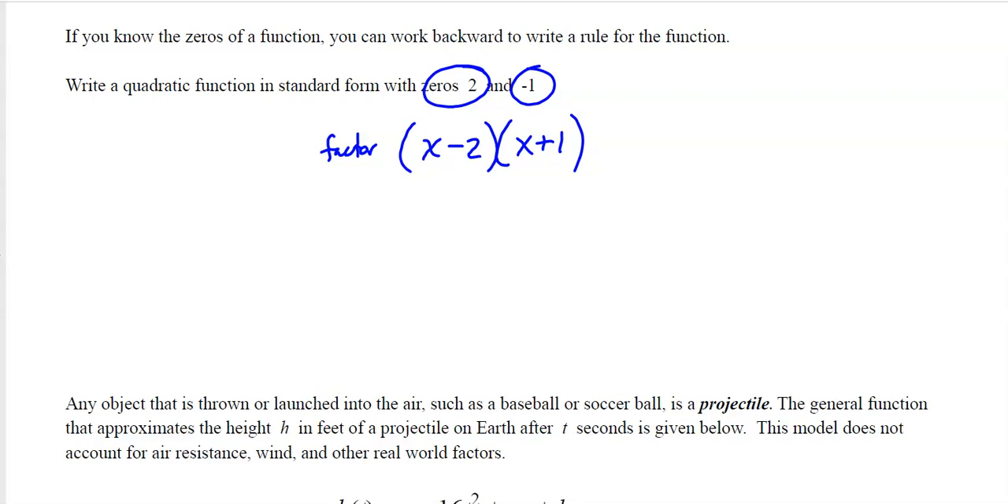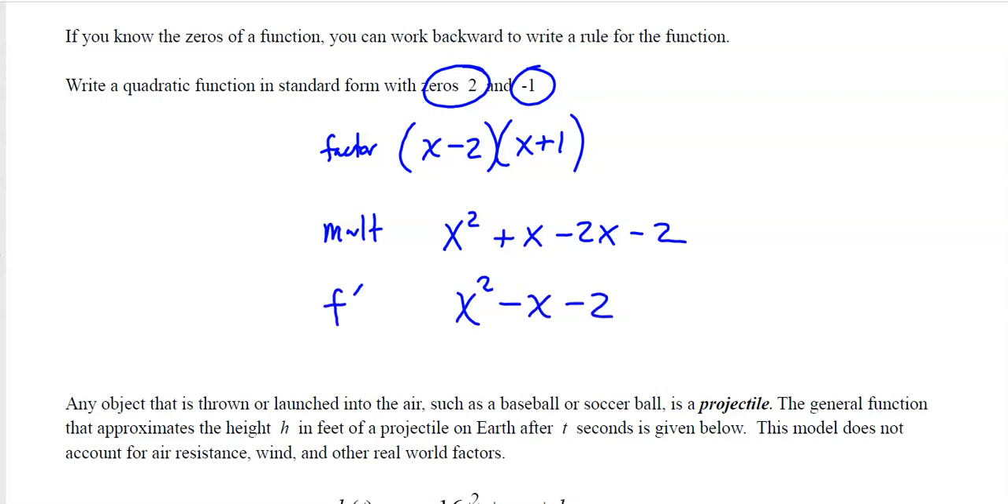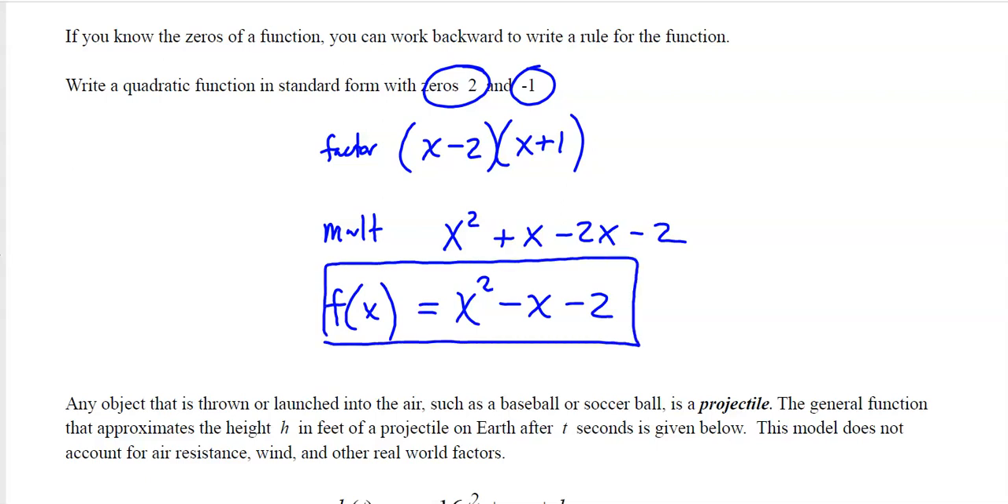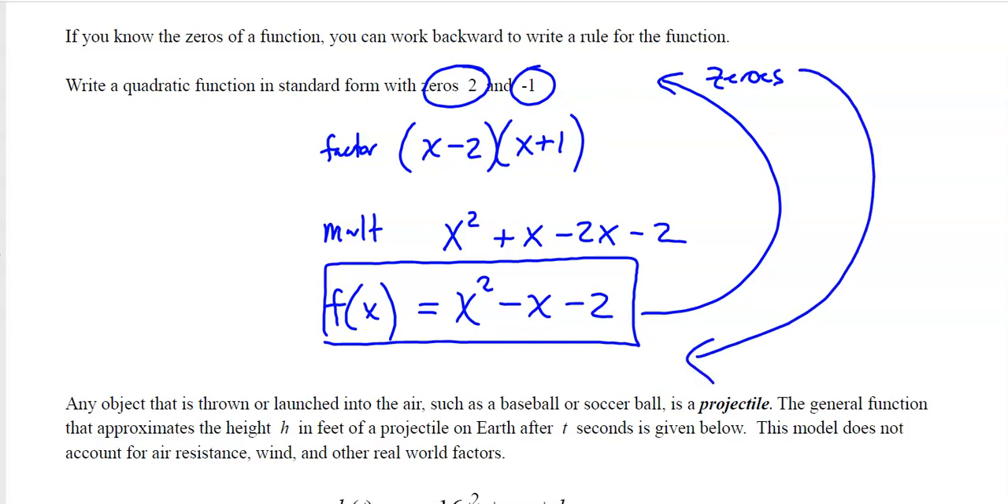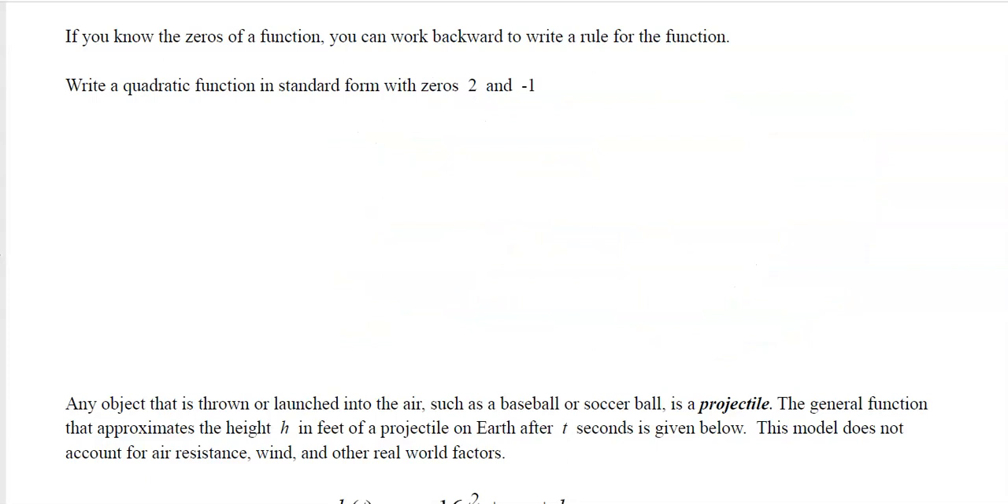So if those two were the factors, I could then multiply it out and get x squared. Would that be plus 1x minus 2x minus 2? So x squared, combining like terms in the middle, minus x minus 2. So this function right here would be the original function to where I get my zeros. So it's kind of like you can start with the function and then go find zeros, or you can start with the zeros and go find the function. You should be able to work back and forth either way.